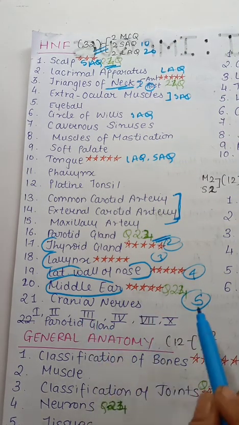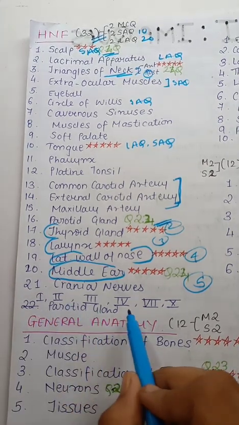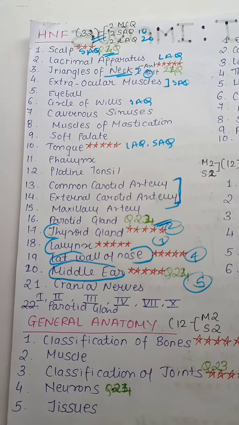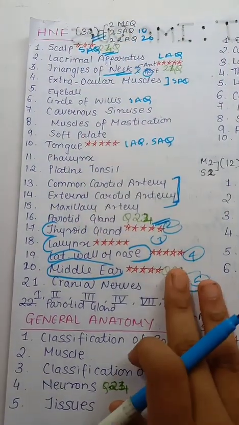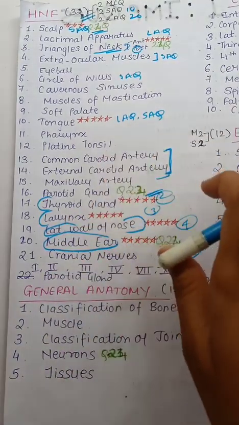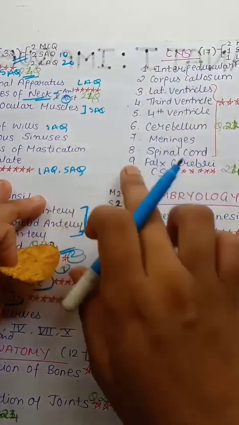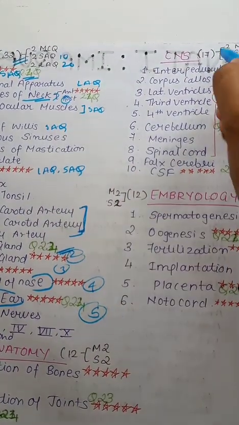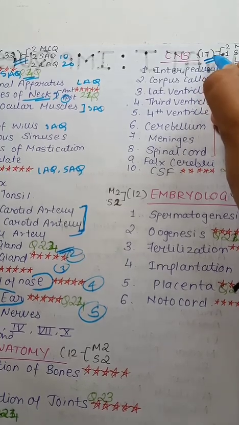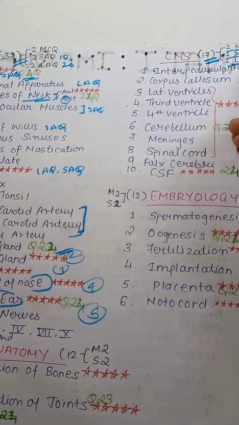Then cranial nerves, there are total 12 cranial nerves, of which 1st, 2nd, 3rd, 4th, 7th and 10th are important. So these are the important questions from head neck face. Now we will see central nervous system. From central nervous system, 17 marks is allotted: 2 MCQ, 1 SAQ and 1 LAQ.